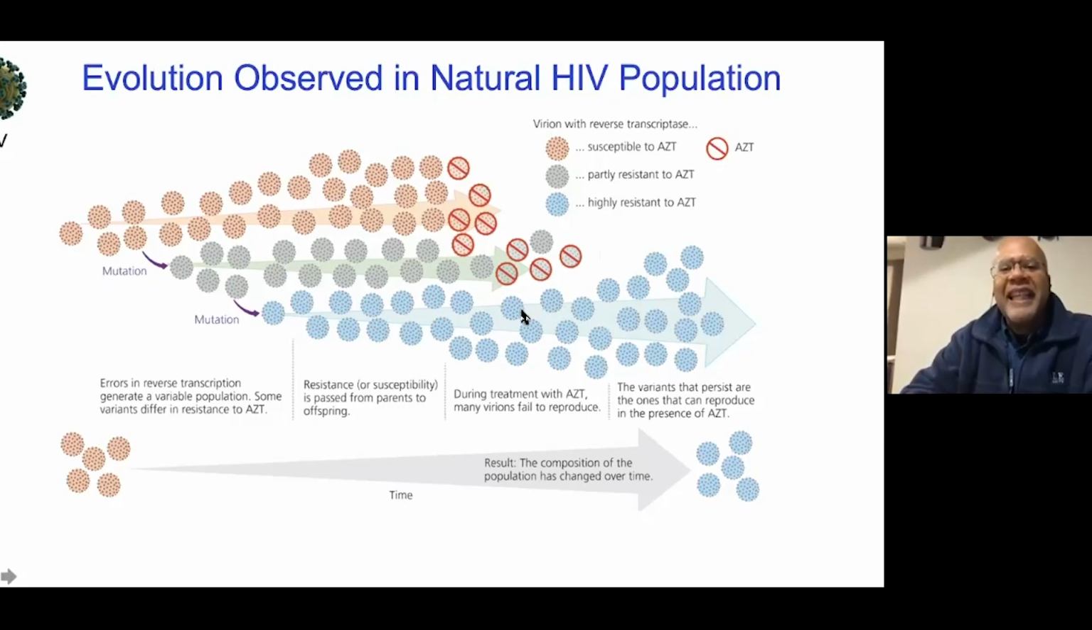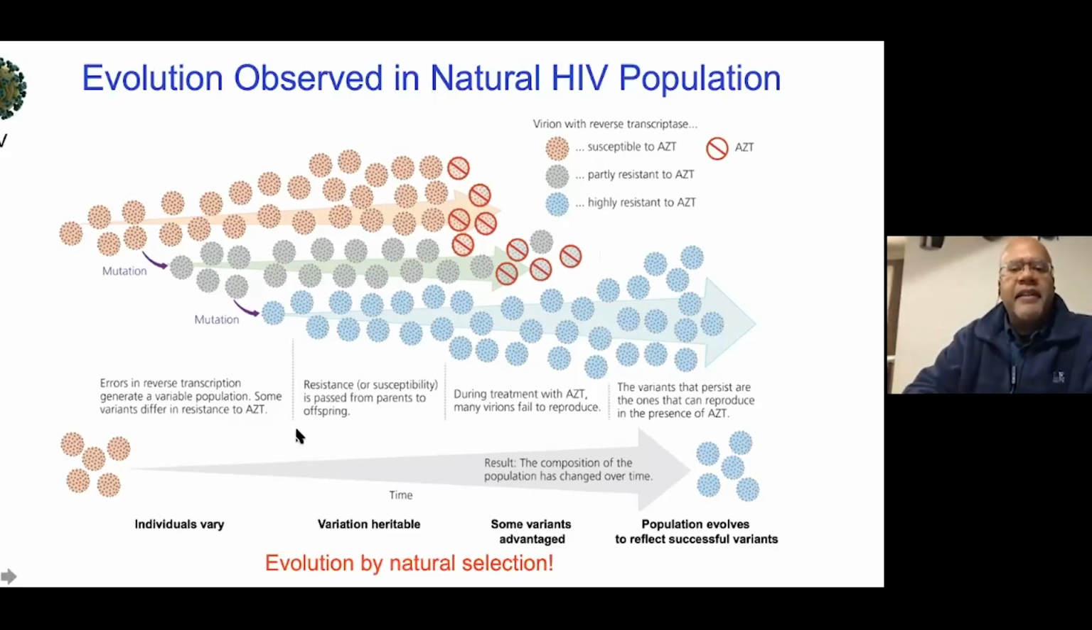And interestingly, they're there even though AZT was not in the system at the time. They're just there because there's a high mutation rate in the system. And if you work your way across this busy cartoon, it begins with individuals are varying. Variation is heritable. Some of those variants are advantaged once AZT comes into the system, and what happens is ultimately the population evolves to be reflecting the most successful variants, and that's evolution by natural selection.